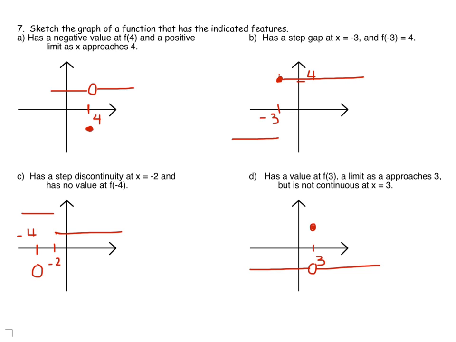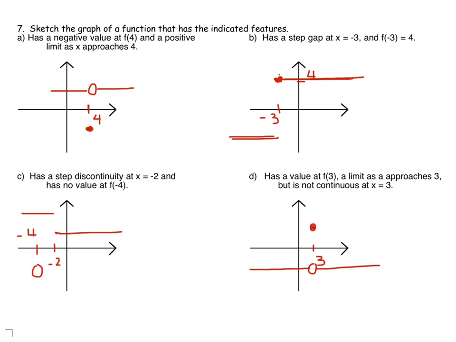Letter B, it has a step gap at negative 3 and f of negative 3 equals 4. So I put on a filled circle, a solid dot at f of negative 3 equals positive 4. And it looks like a step, so I make it into a step function. Letter C, a step discontinuity at x equal to negative 2 and has no value at f of negative 2. So I just put on an empty circle and then put a step at negative 2.